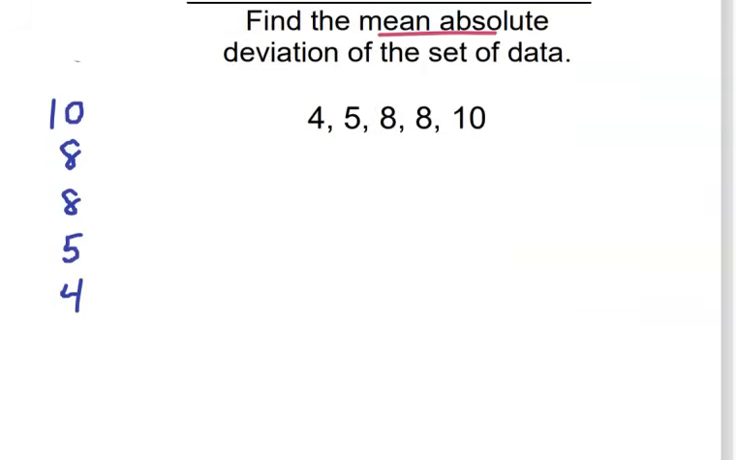Find the mean absolute deviation. The first thing we have to do is find the mean. So we're going to add 4 plus 5 plus 8 plus 8 plus 10, and that gives us 35. So if we add all these together, it's 35. How many numbers are in the data set? 1, 2, 3, 4, 5. So we're going to do 35 divided by 5, and that's going to be 7, right? So our mean is 7.